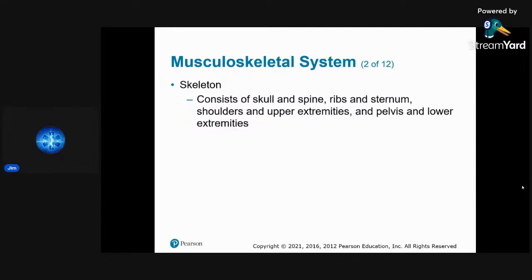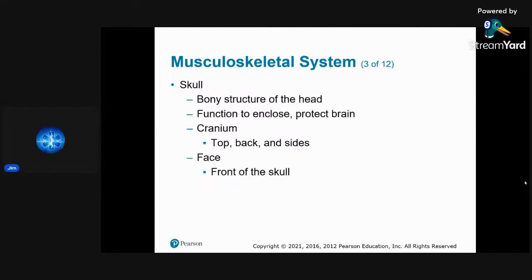The skeleton consists of the skull, spine, ribs, and sternum, shoulders, upper extremities, pelvis, and lower extremities. So how many bones do we have, I'm asking? Depends on the person, but usually 206. And what do I mean by depends on the person? Well, it depends on if you have all your teeth or not, right? Because teeth are bones, so you may be missing a few, but on average, it's 206 bones.